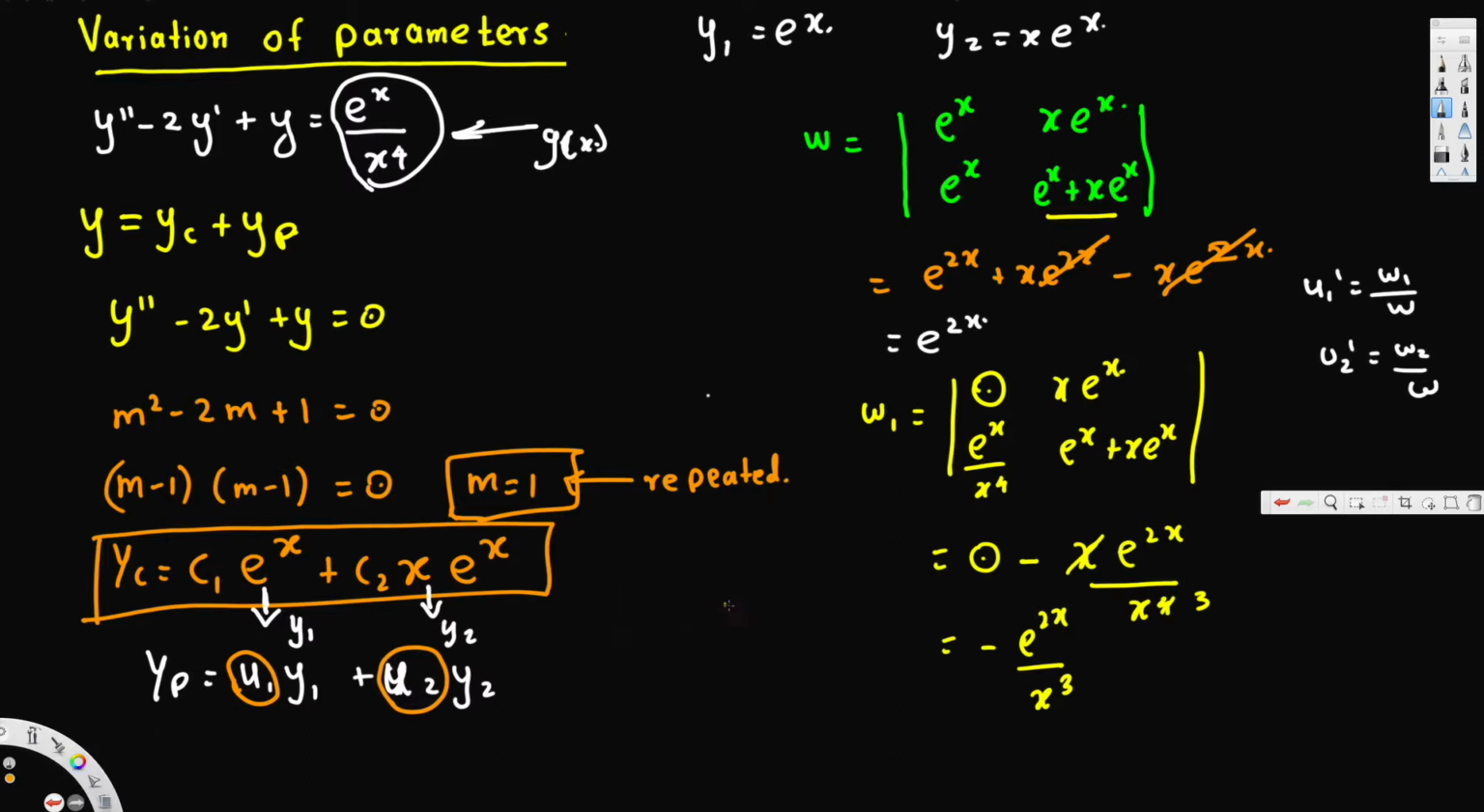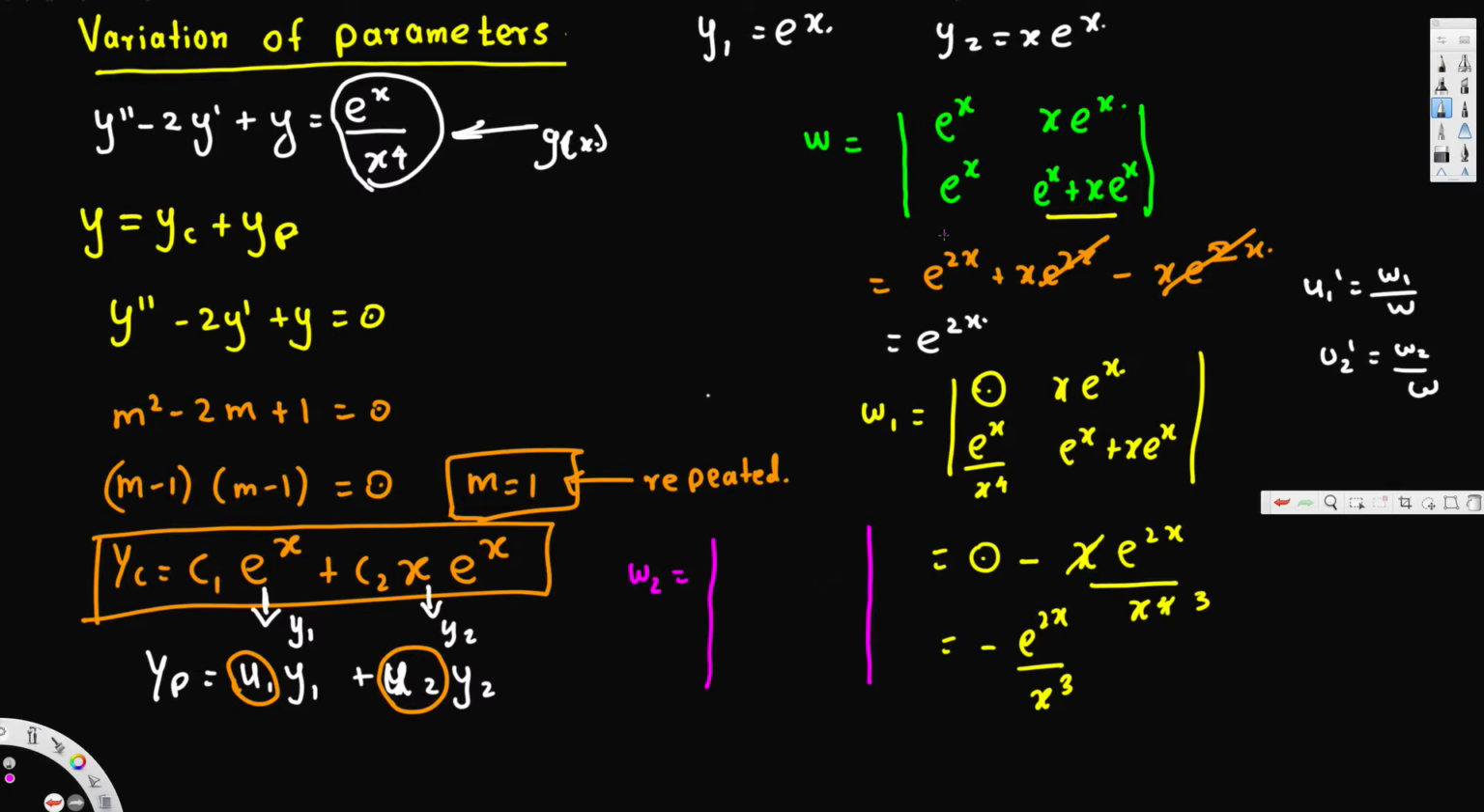Let's use a different color. Let's continue here. w2 is again, now when we find out w2, what we have to do is put 0 as second. When we find out w1, if you remember, when you have 1, put the 0 first, when you have 2, put the 0 second. In that way you will remember this one easily.